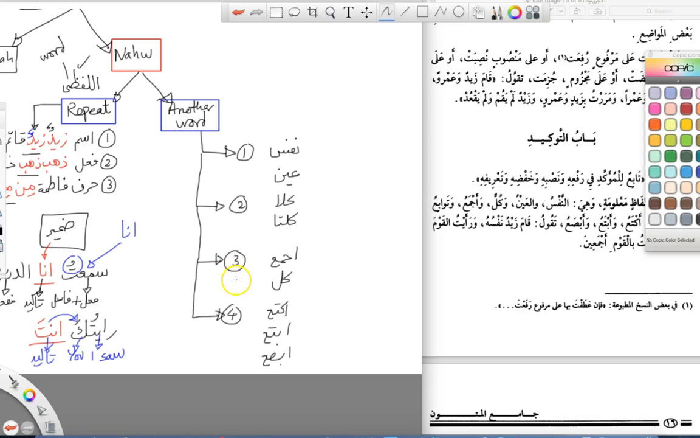Okay, so these are the 4 types of other words that you can use. Right? Excellent, very good, mashallah.